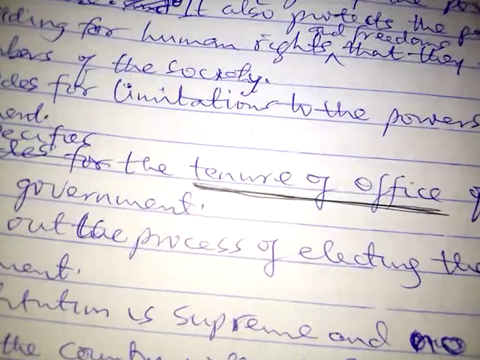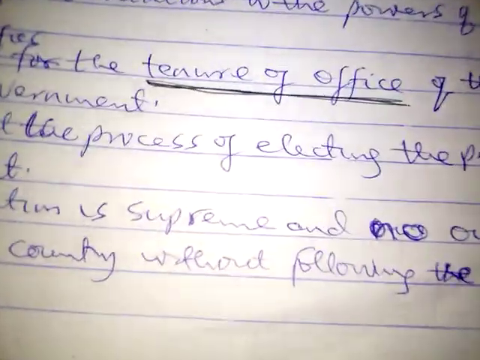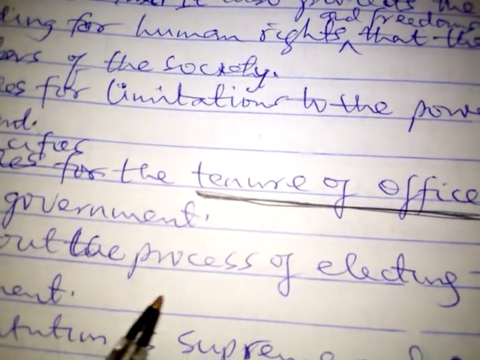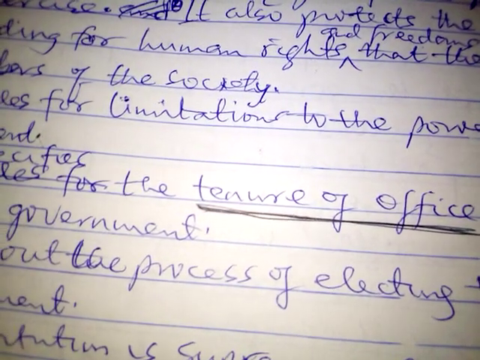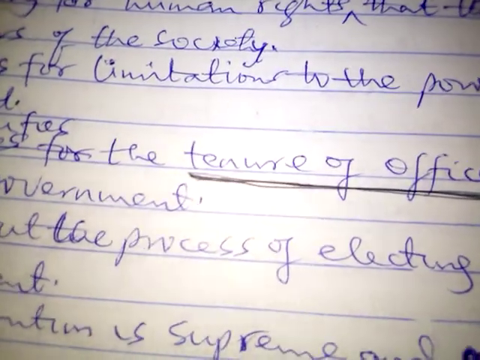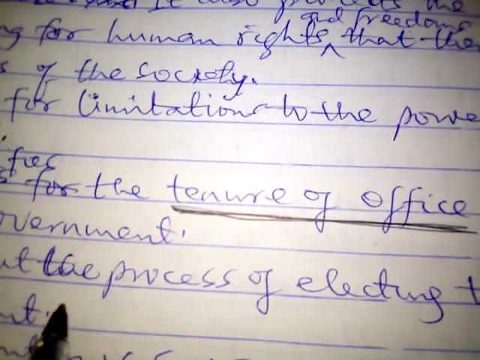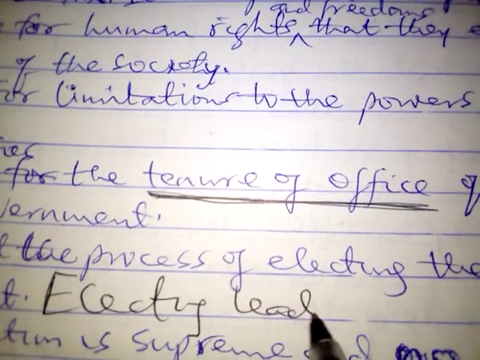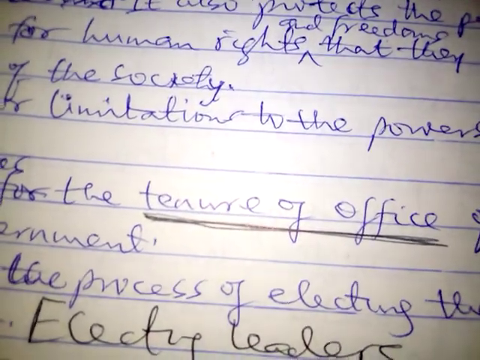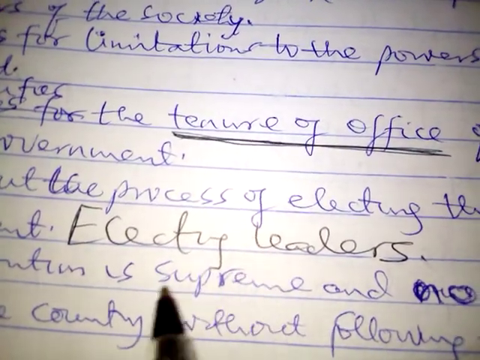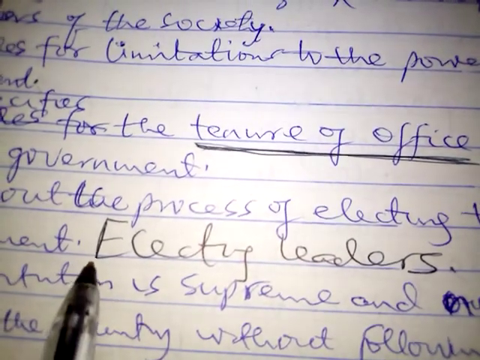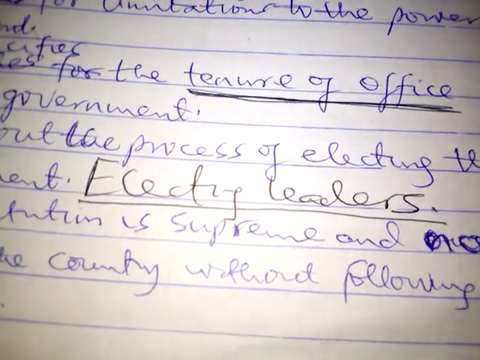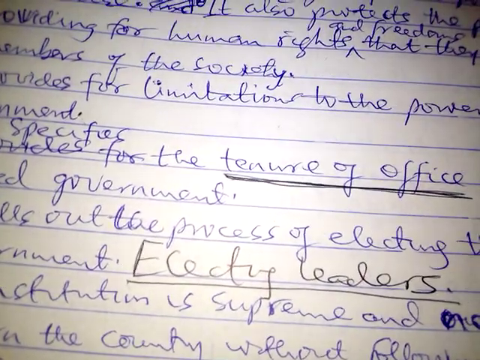The next reason why the constitution is a pillar of democracy is that it spells out the process of electing the people in government. That is the process of electing leaders. The process of electing leaders is spelled out by the Constitution. That is one other way it is a pillar of democracy.